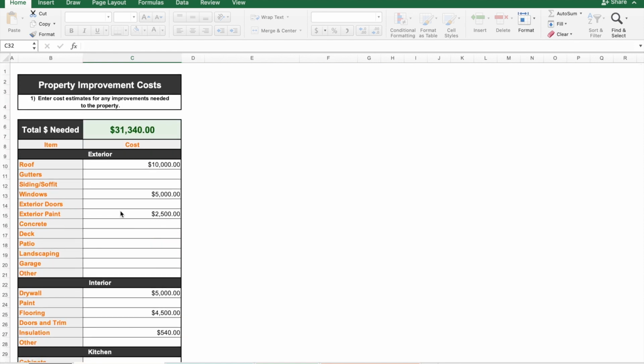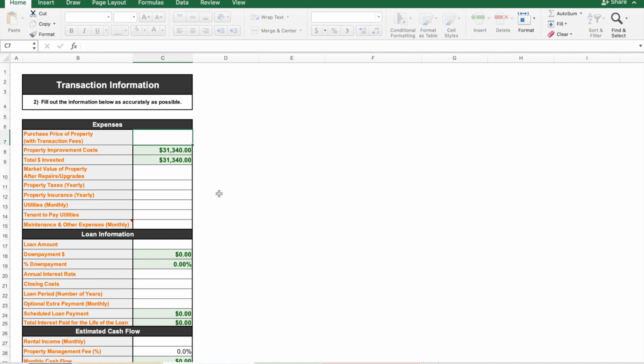All right, so that's it. I filled in some items down below of certain costs that might be associated with repairing or remodeling a rental property, and it automatically summed it up right here, the $31,340. So we're done with this tab. We're going to move on to tab number 2.